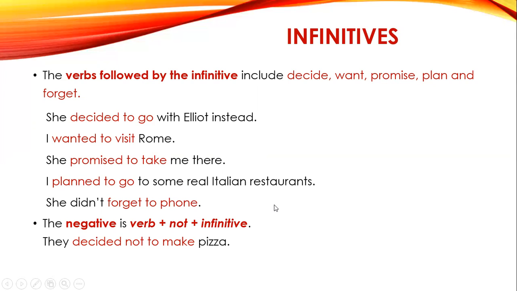Now, these verbs also have the negative form. So how do we form this negative form? Simple, okay? You just write the first verb, then the not, and then the infinitive. For example, they decided not to make pizza, okay?